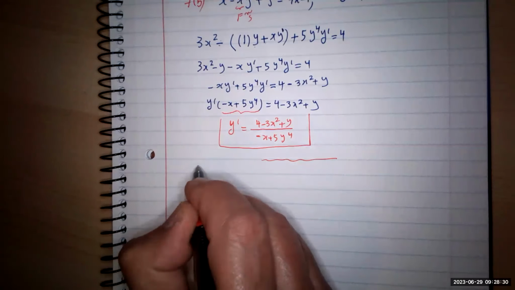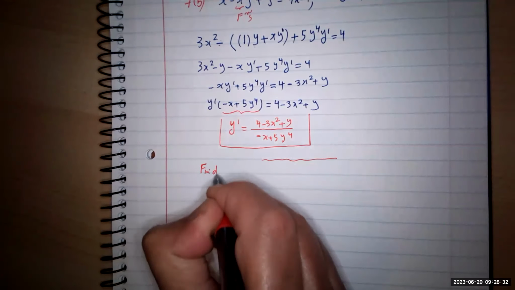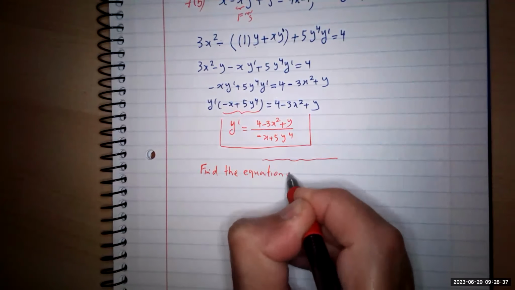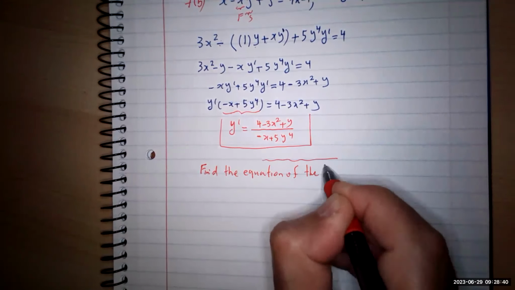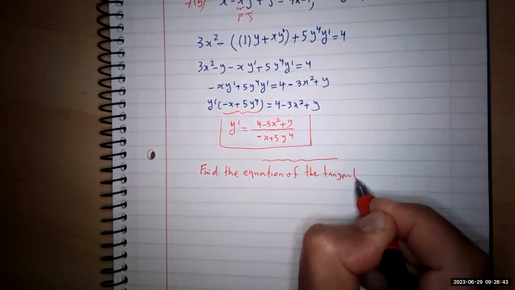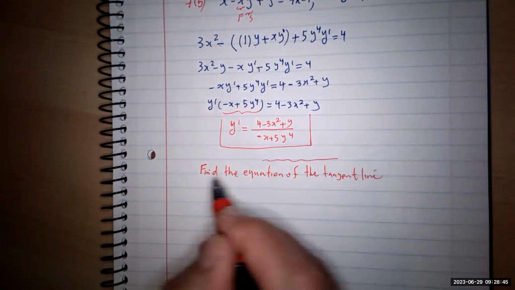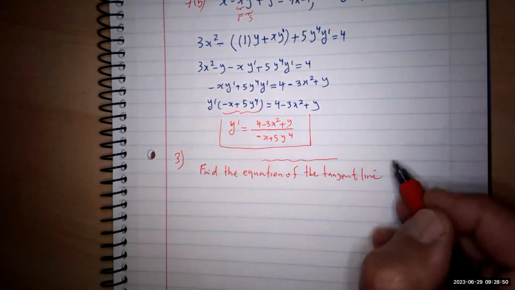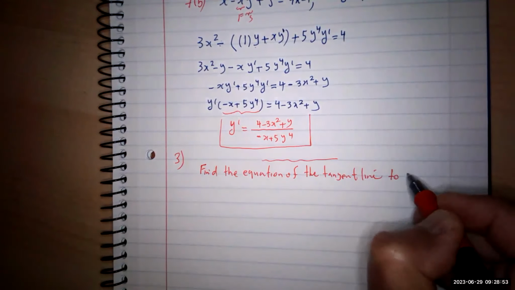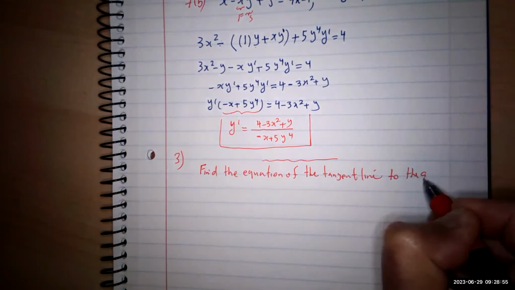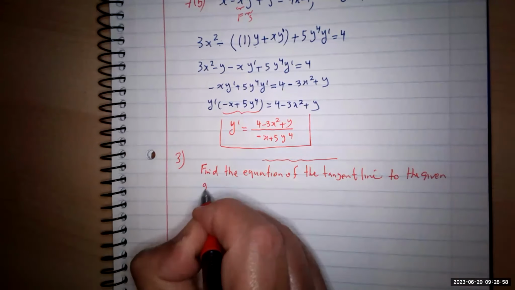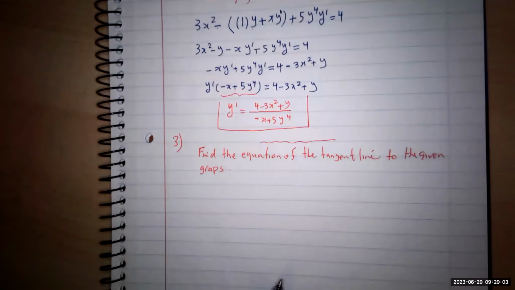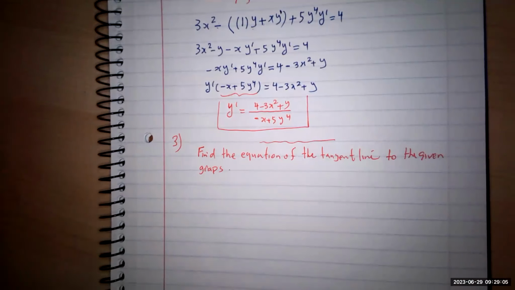line. Okay, so find the equation of the tangent line. This is question number 3. When you find the equation of the tangent line to the given graphs at the given point, that's it. There are going to be two groups.